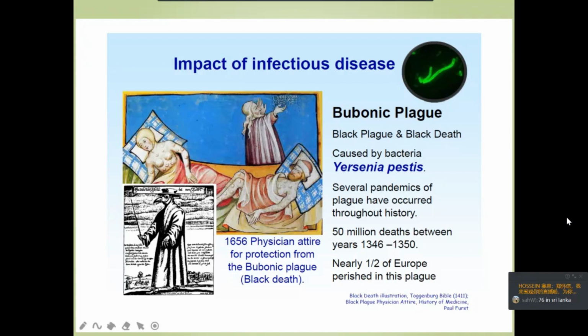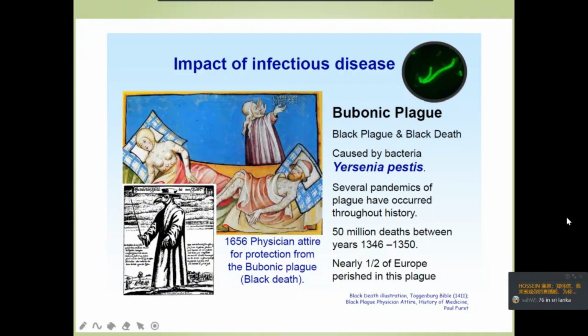According to the record, there were several pandemics of plague, caused by the bacteria Yersinia. With the help of antibiotics, and if the patient is diagnosed correctly, we can use antibiotics to cure the disease. And we can handle the disease. We can confine the disease and block its spreading. So this is Black Death.